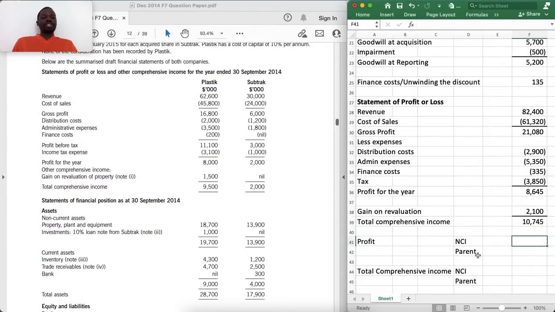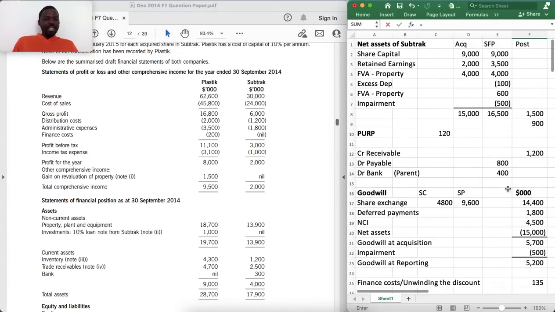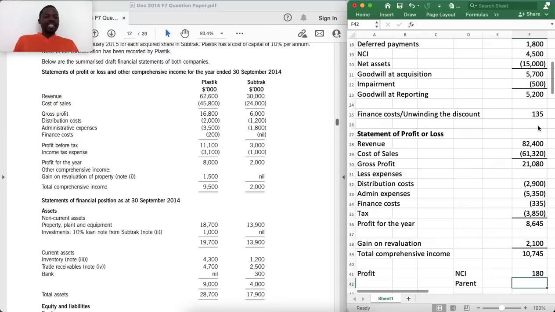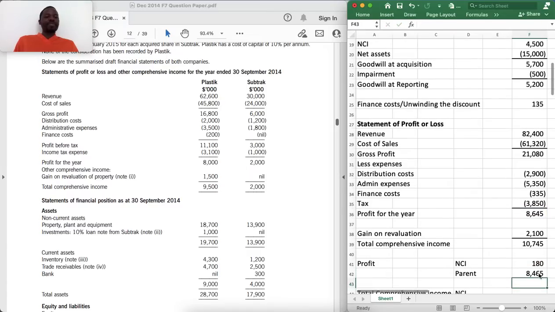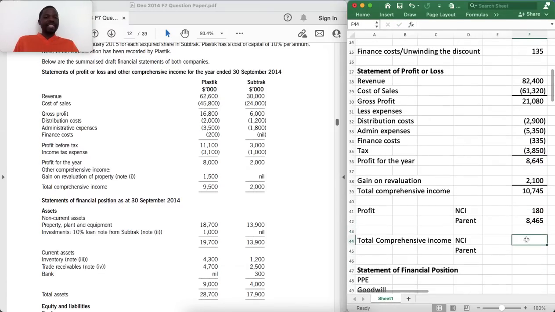Now we need to share how much goes to the NCI. The post-acquisition profit we calculated here is 900, whereas the NCI should take 20% of 900. So NCI takes 180. Then the difference goes to the parent. We say the profit for the year less the profit attributable to the NCI. We get the profit attributable to the parent.